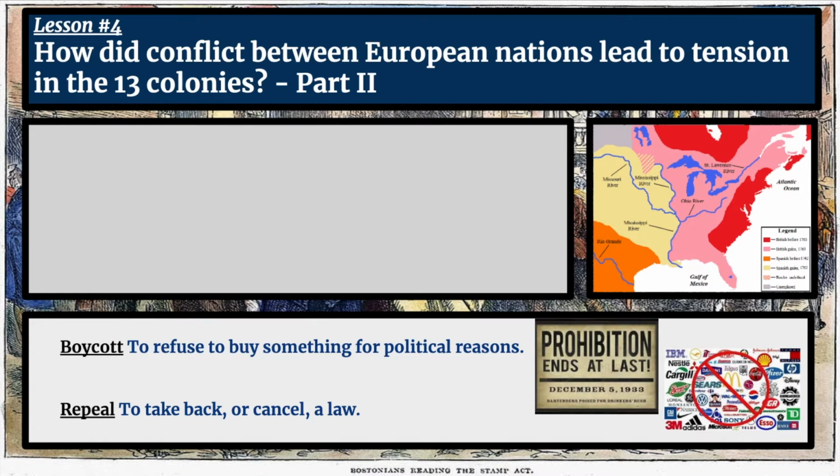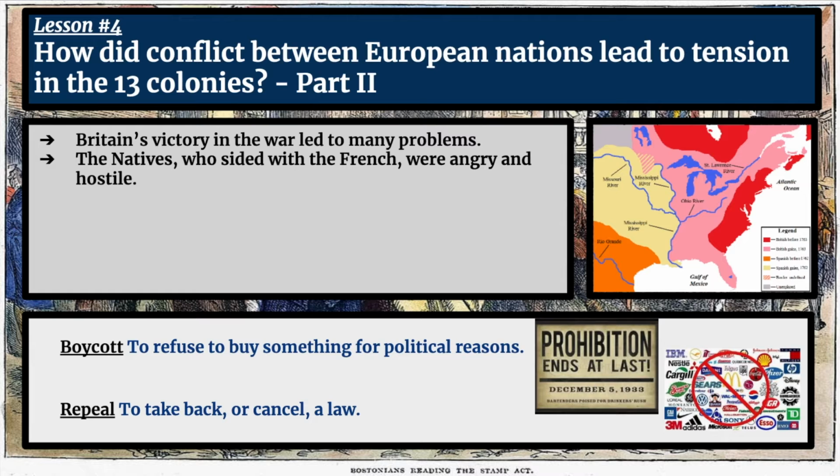Both of those words will be helpful for you to know, not only on a test, but to understand this lesson. So remember, we've talked about the French and Indian War, and we've talked about the aftermath of the French and Indian War. And so we're going to pick up where we left off in the last lesson, which is the fact that Britain did win the French and Indian War, but that victory actually led to some problems and some challenges.